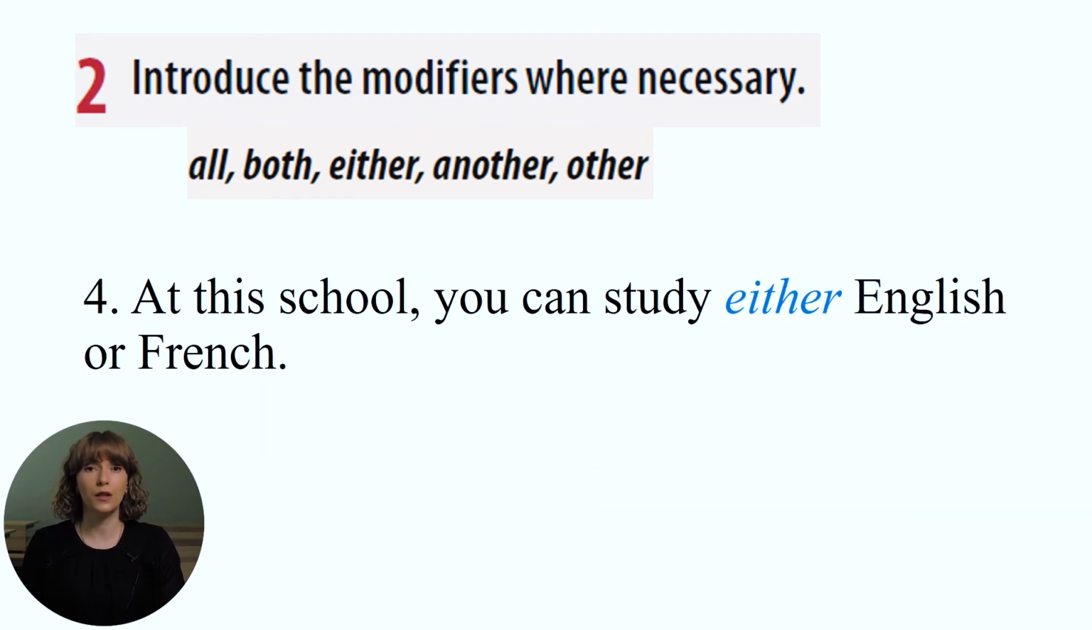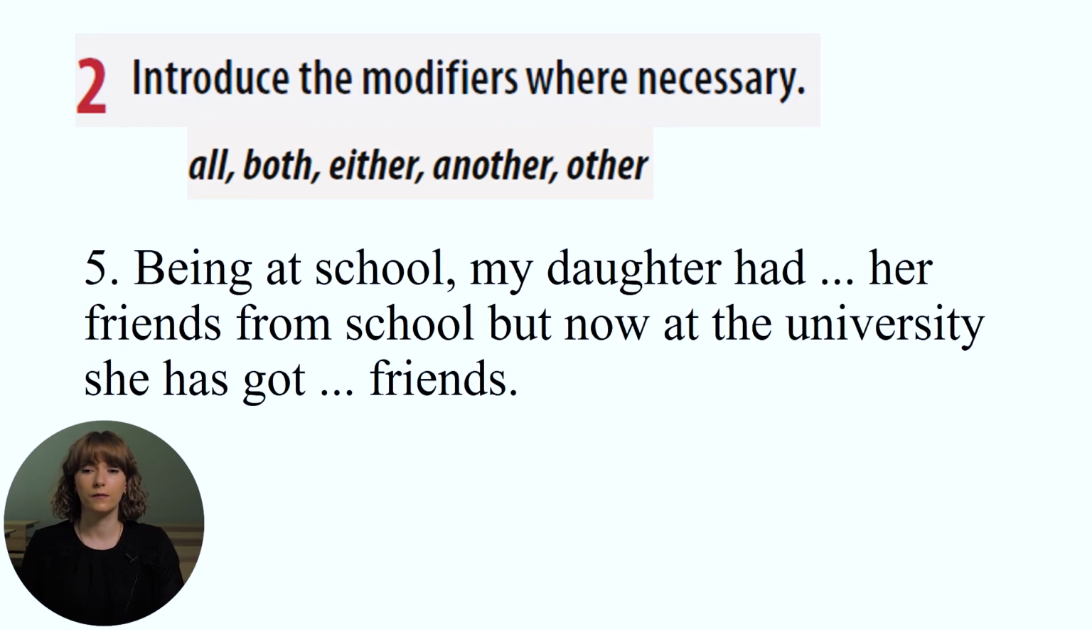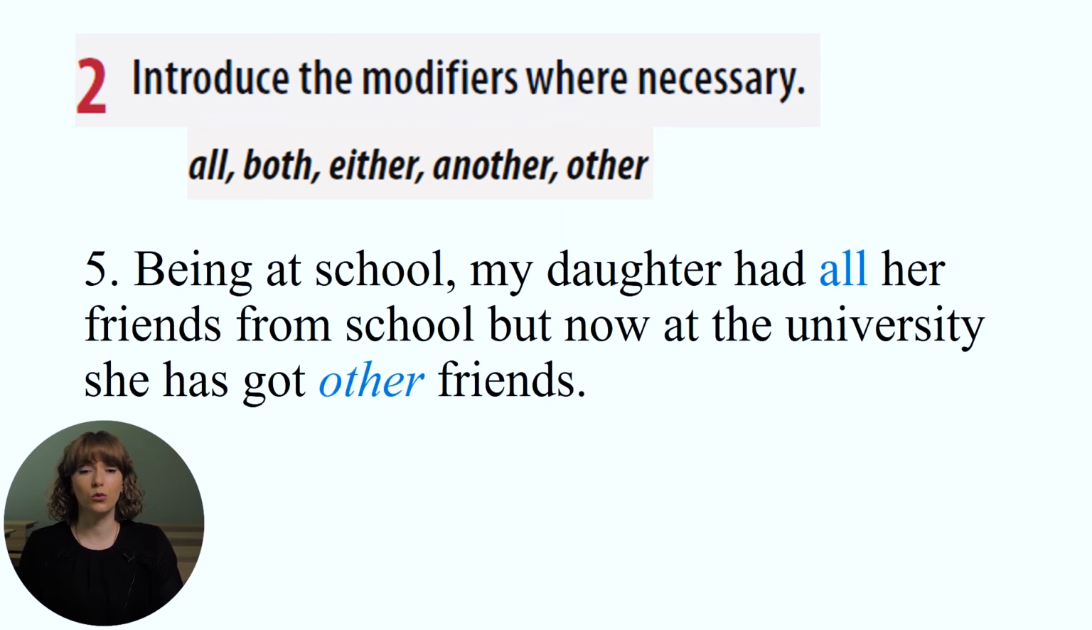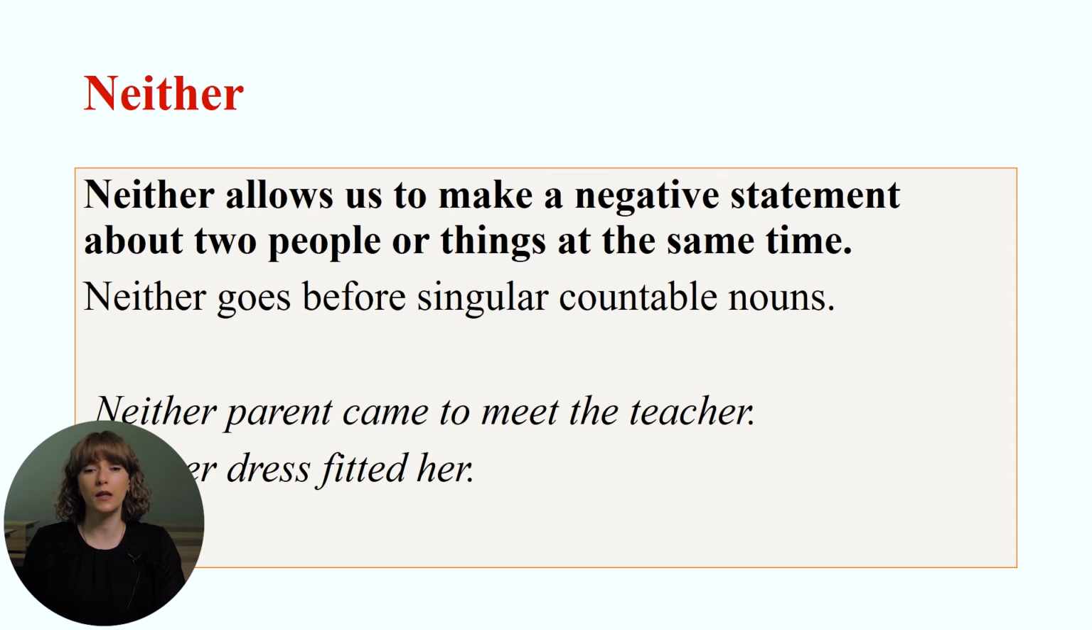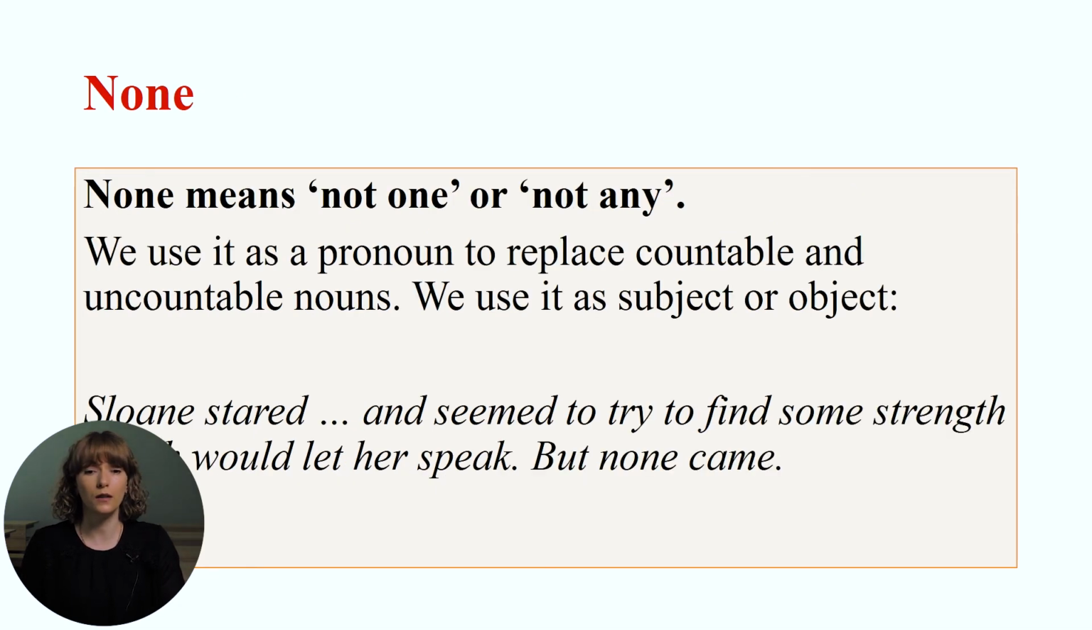At this school, you can study either English or French. Being at school, my daughter had all her friends from school, but now, at the university, she has got other friends. We use any before nouns to refer to indefinite or unknown quantities or an unlimited entity. Neither allows us to make a negative statement about 2 people or things at the same time. None means not one or not any.